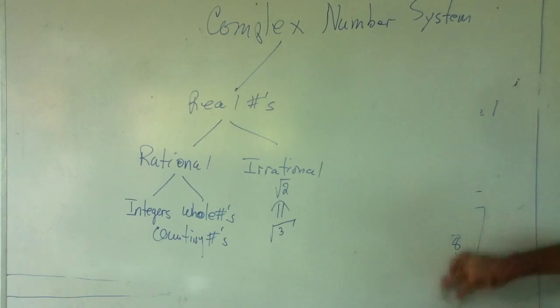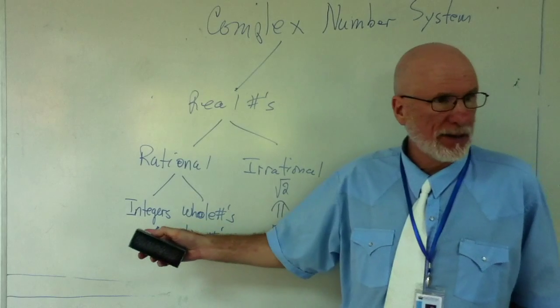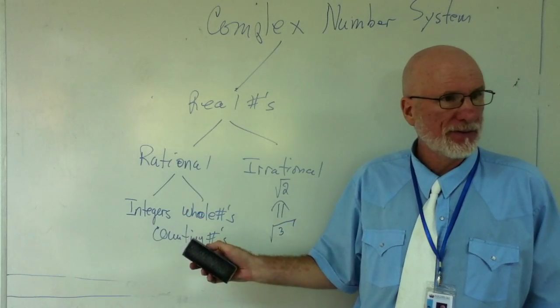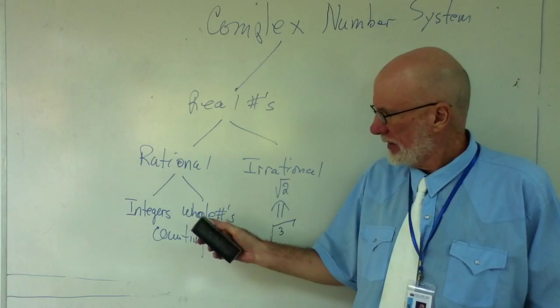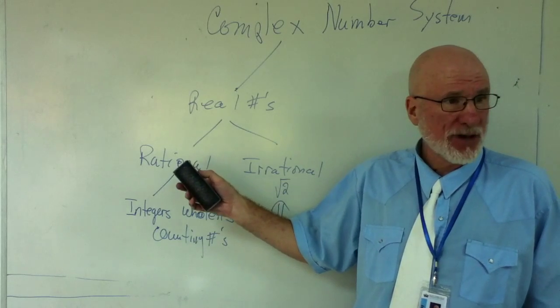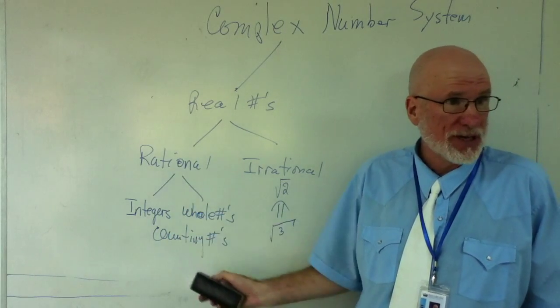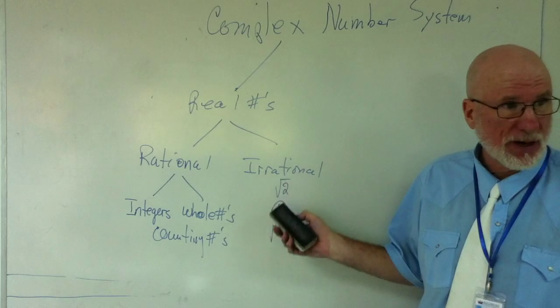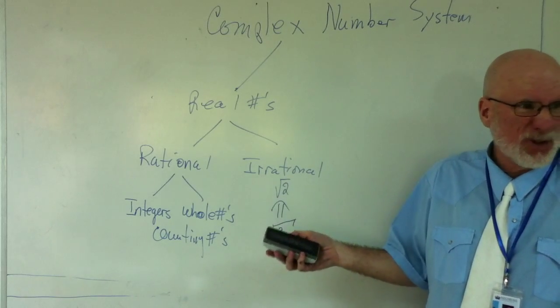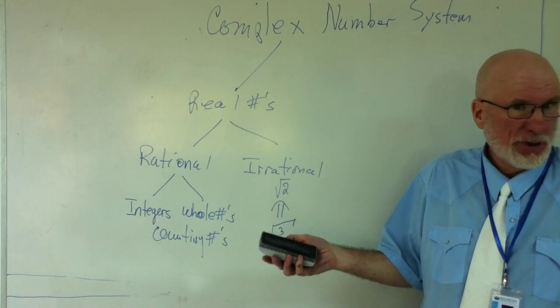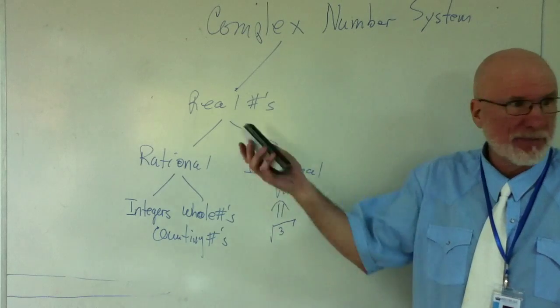You've heard of integers before, right? You've heard of counting numbers. You've heard of rational numbers? Well, that's what you've been using. An irrational number, I just told you what they are. Square root of 2. Does that make sense to you? Put in your calculator, square root of 2, and it comes out with a number, an approximation.